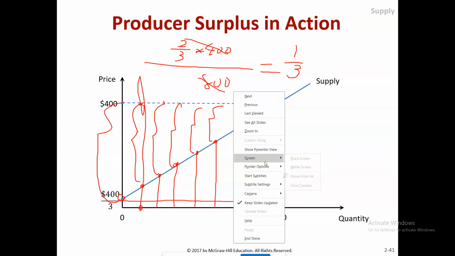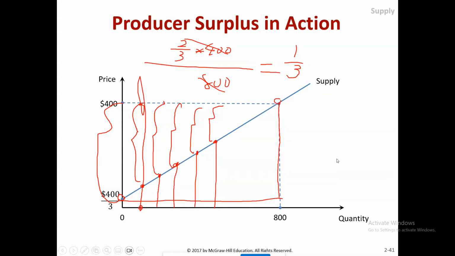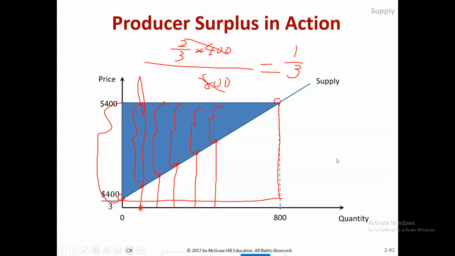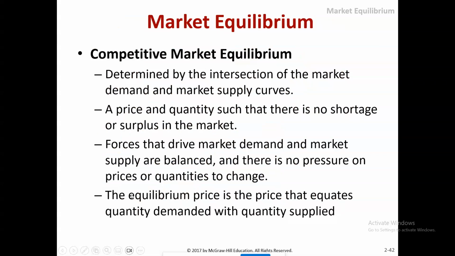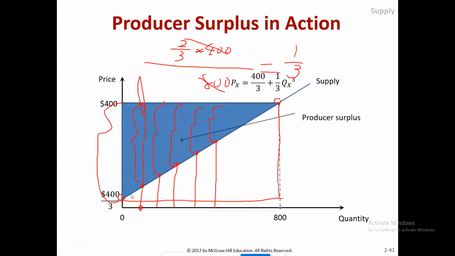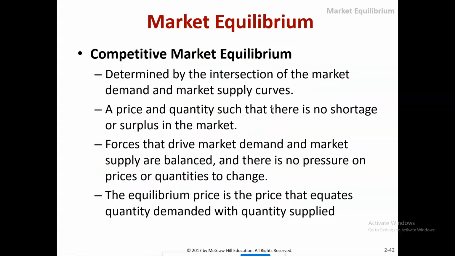Okay. Therefore, the producer surplus is this triangle, below price, enclosed by the supply curve and the vertical axis. And we can calculate it again by calculating the area of a triangle, height times base divided by 2.